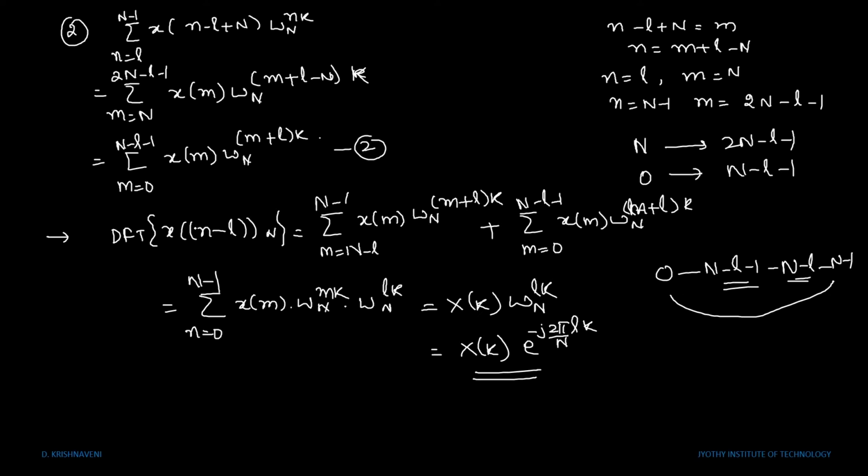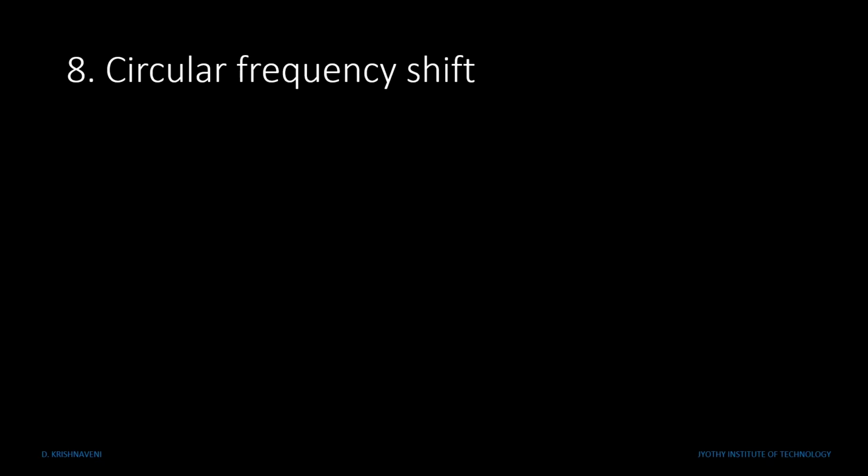Circular time shift, that means shift in the time domain is equivalent to multiplication of the DFT X of k with e to the power of minus j 2 pi lk by N, where l is the value by which the time domain sequence has been circularly shifted. Next is the circular frequency shift. As the name suggests, circular frequency shift, that means the signal in the frequency domain has been shifted. Then when there is shift in the frequency domain, it means it is equivalent to multiplication of the time domain sequence with the exponential term.